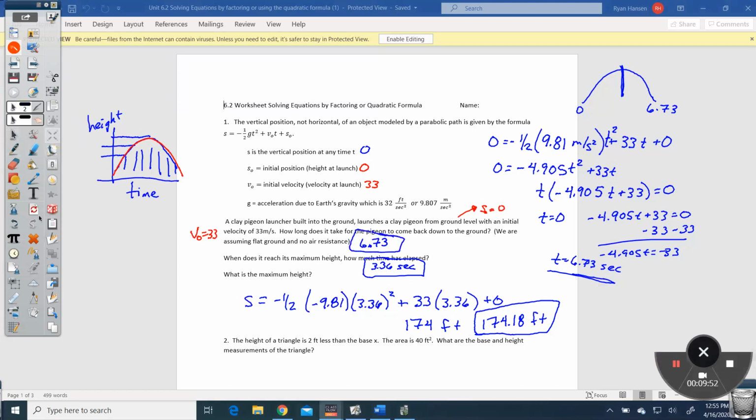So when I talked about significant digits, it would be 174, just three significant figures. So 174, that would be my significant figures. So you're just going to type 174 feet in, okay? And so now we can move on to the next question.